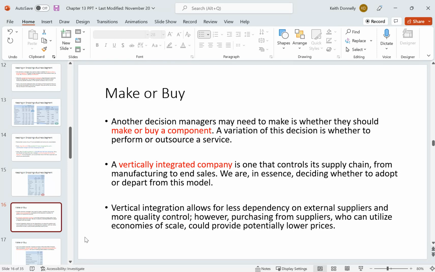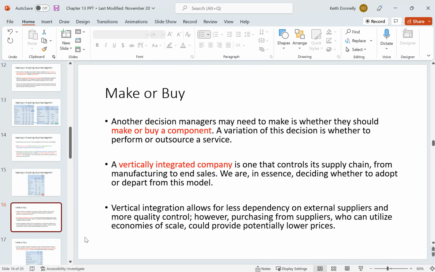When you have a vertically integrated company, essentially that is one that controls its supply chain from manufacturing all the way to end sales. Essentially we're trying to decide whether we want to adopt or depart from this model. Do we want to make stuff and create our business in such a way that we can go from soup to nuts, make the whole thing and sell it, or depart from this, that is to say, make some of the products, buy some of it from external parties, and then sell the product?